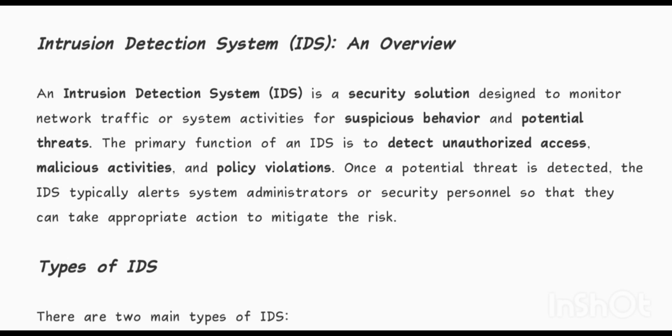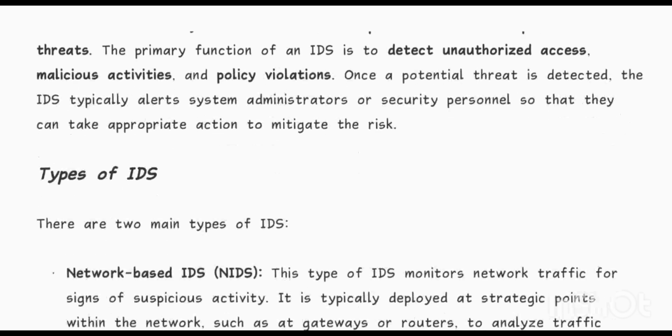Intrusion Detection System, IDS, an overview. An intrusion detection system is a security solution designed to monitor network traffic or system activities for suspicious behavior and potential threats. The primary function of an IDS is to detect unauthorized access, malicious activities, and policy violations. Once a potential threat is detected, the IDS typically alerts system administrators or security personnel so that they can take appropriate action to mitigate the risk.